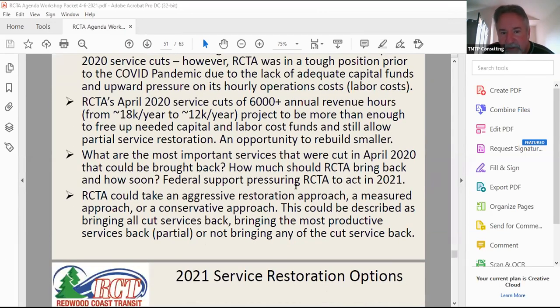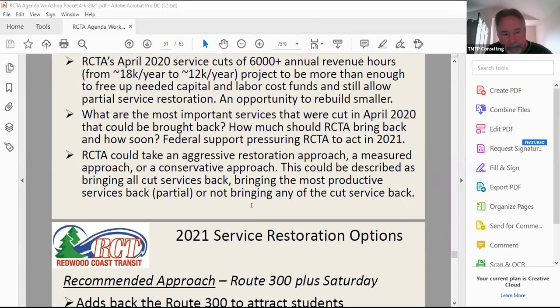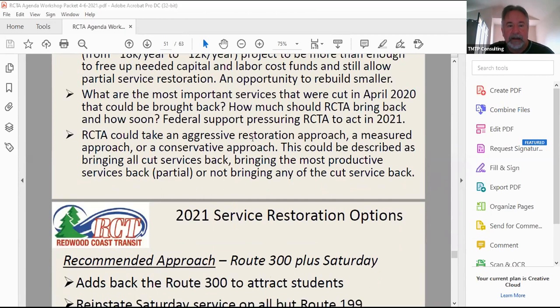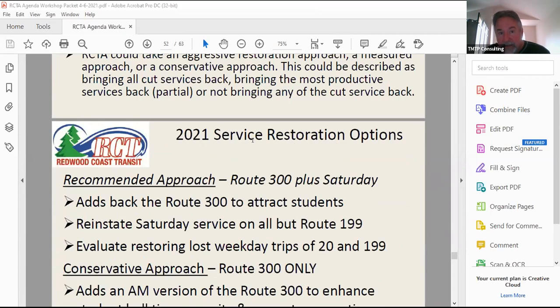We could take an aggressive restoration approach and bring everything back, a conservative approach and bring nothing back and continue to wait it out, or something in between, which is more of what I call a measured approach here, partially bringing service back of the stuff that is most missed by our riders. So that's what we're recommending this year.